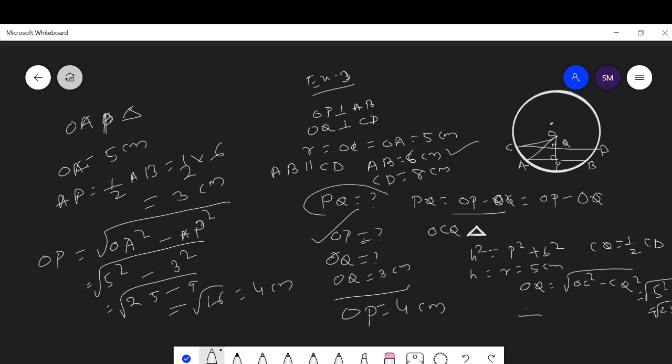We have to find out PQ. What is PQ? PQ is OP minus OQ. OQ is 3 centimeter. OP is 4 centimeter. Hence, PQ is equal to OP minus OQ, which is equal to 4 minus 3, which is equal to 1 centimeter. This is the answer of the question.